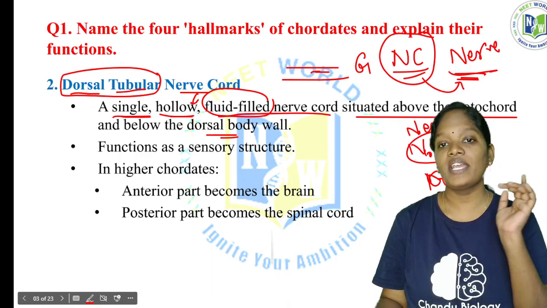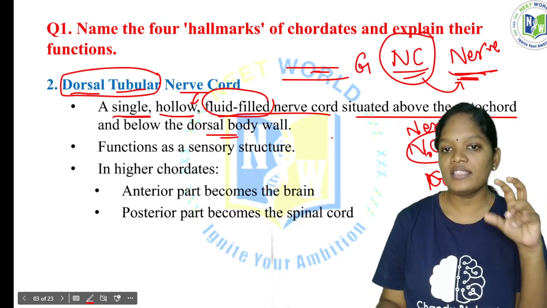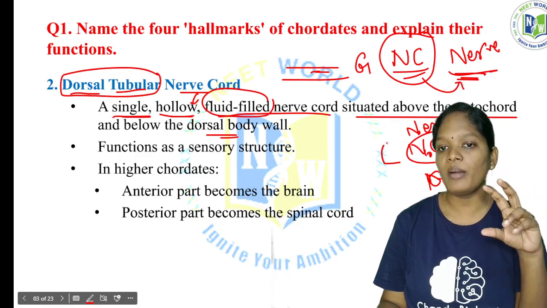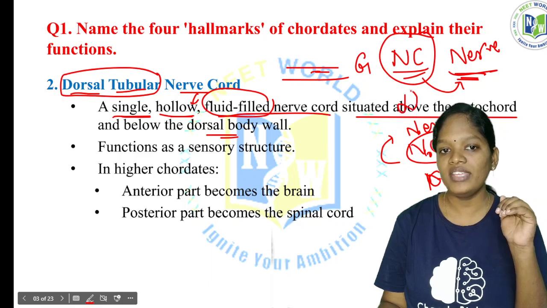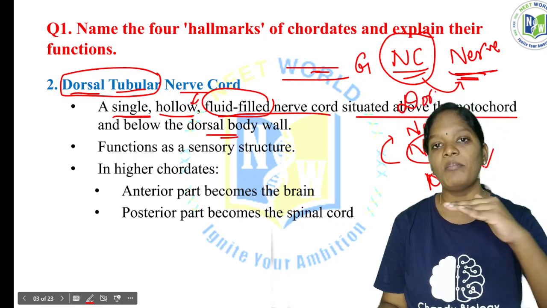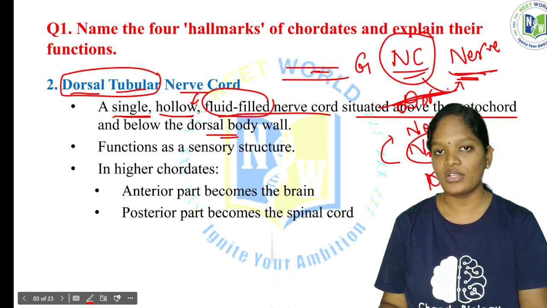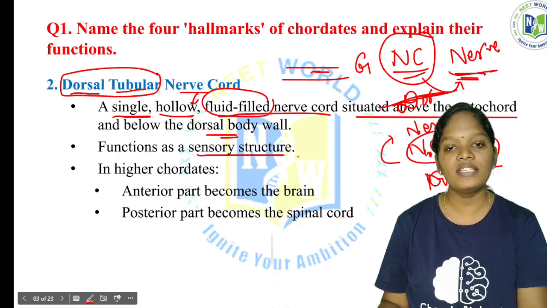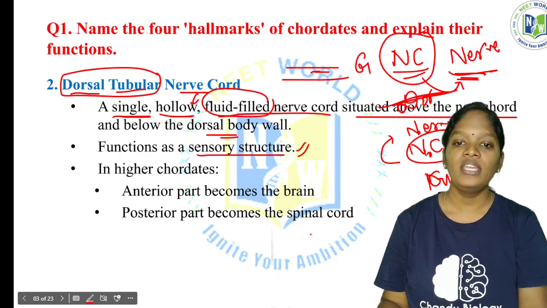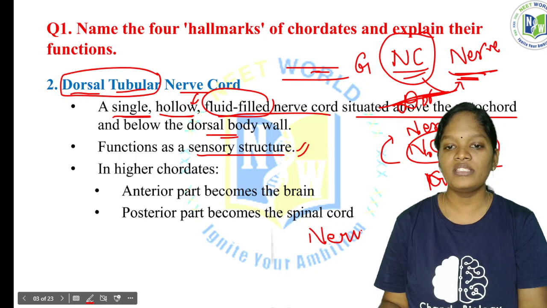This is what we studied in the first slide, and here this is the nerve cord, situated above the notochord. Above the nerve cord we can see the dorsal body wall, which means the upper body wall. So below the body wall we can see the nerve cord, below the nerve cord the notochord, and below the notochord the gut. This is the structure. It functions as a sensory structure. The nerve cord is the one that conducts impulses, so no doubt it is a sensory structure.